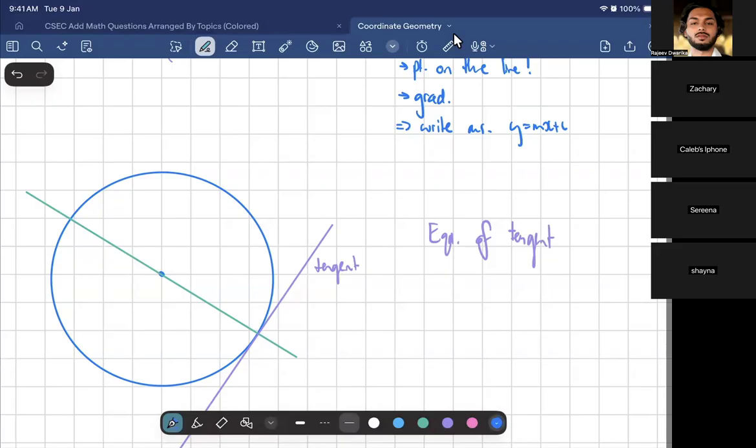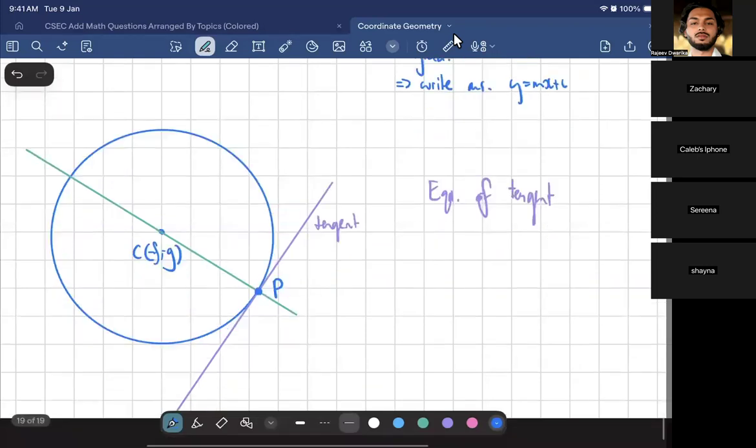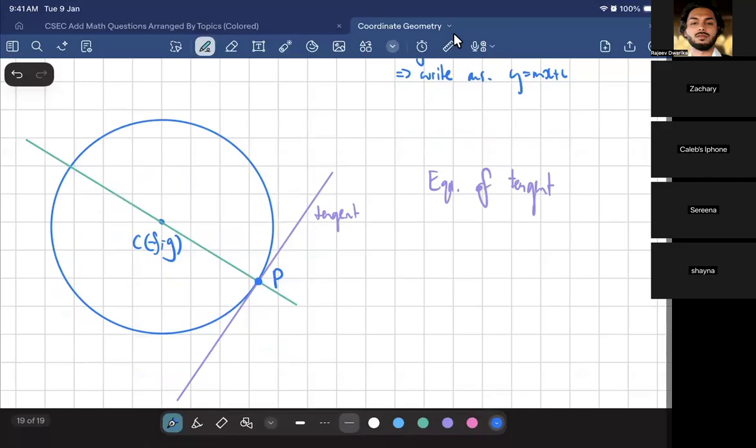Let me give you a scenario. Say we know what the center is, and we have a point here. Call our point P. How am I going to find the equation of the tangent? Somebody walk me through the steps. So you will substitute point P, since it's on the line of the tangent, into the equation of the line. Okay, but do we even know what the gradient of the tangent is? No, so you have to find the gradient of the tangent.